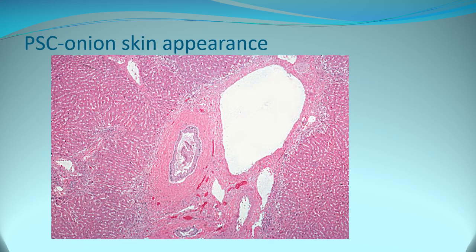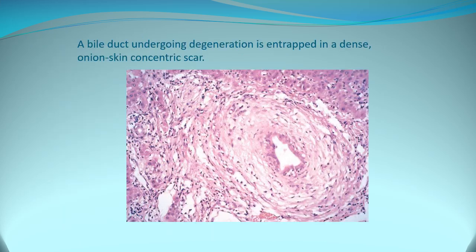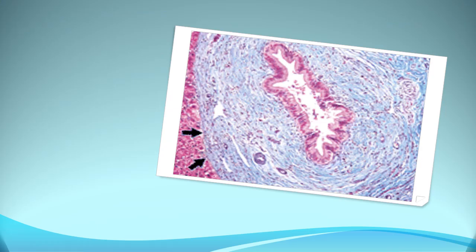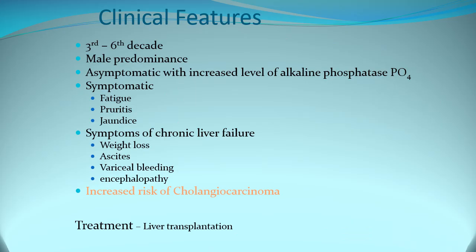So here you can see that this is the onion skin appearance of this fibrosis. Here you can very well appreciate it. Concentric periductular fibrosis is there around the bile duct, and along with this there is a lymphocytic infiltrate surrounding this. This is the special stain to see the fibrosis.